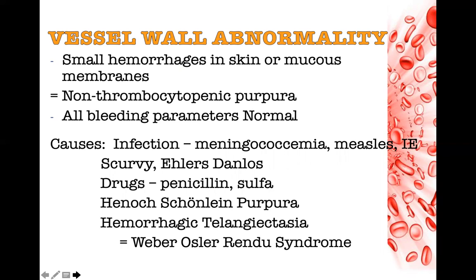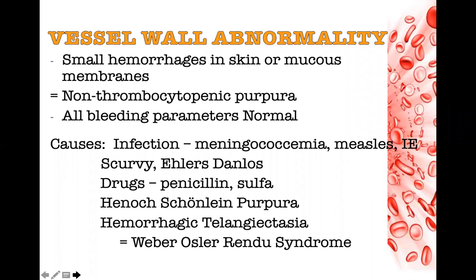So what causes vessel wall abnormality? Or what are the causes of bleeding secondary to vessel wall abnormality? It may be secondary to infection, like what we see in meningococcemia, in measles, in infective endocarditis. Maybe we can also see this in vitamin C deficiency or scurvy, or a connective tissue disease or Ehlers-Danlos disease.